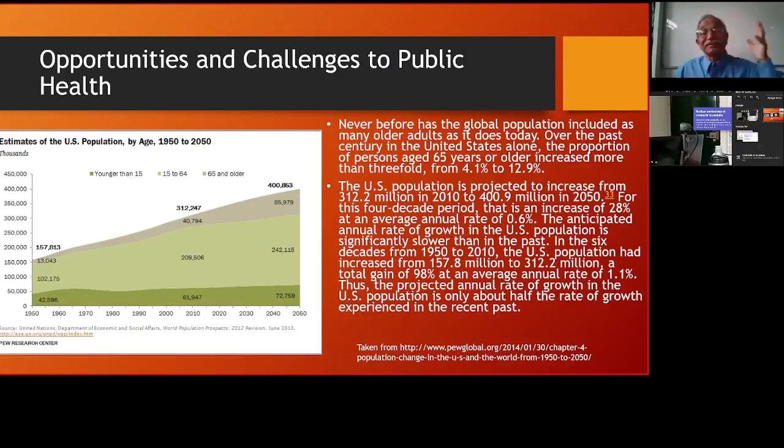So now this geriatric population is growing. Whether it is an opportunity or a challenge for public health is to be considered. And you will find that since the 1950s, there is data available, and we are seeing that the population of geriatric people, or people who are 65 and older, is significantly growing over the period of time.